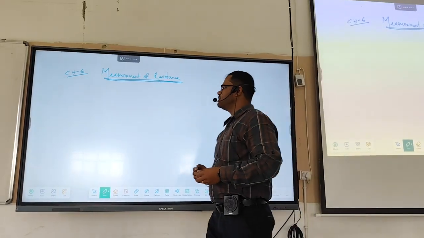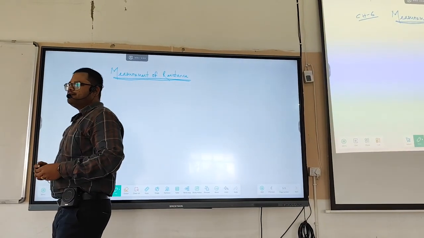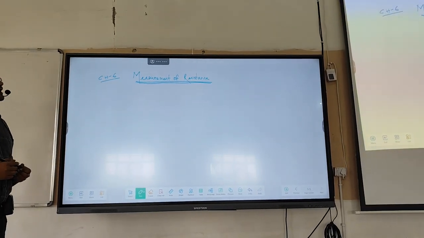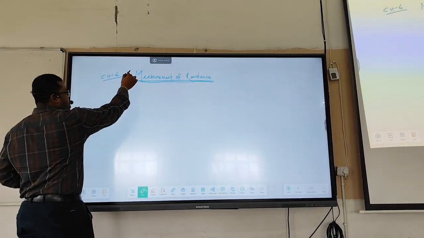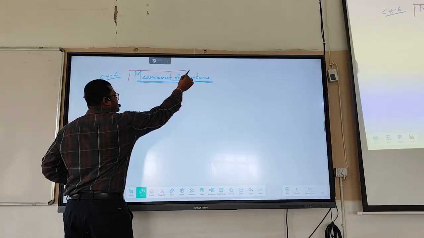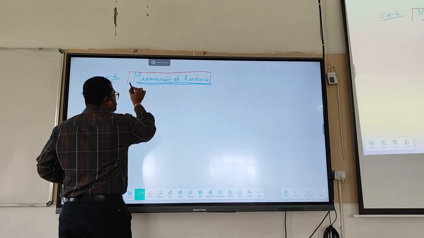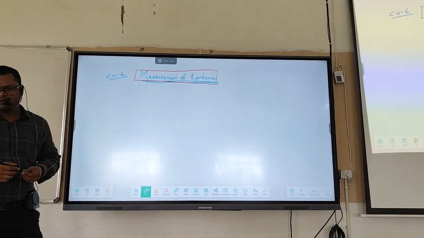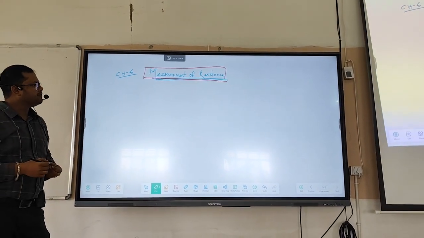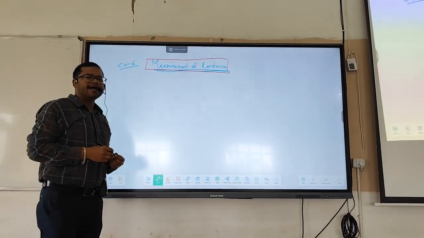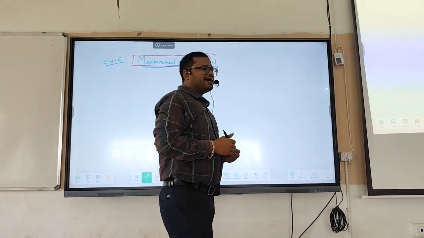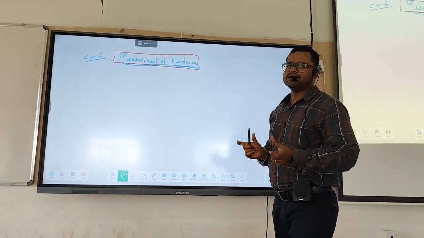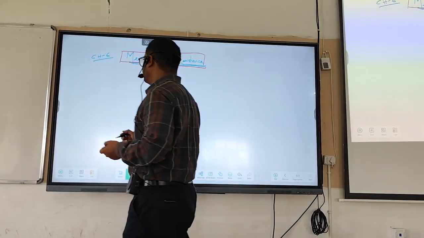Chapter number 6, measurement of resistance. When we are talking about resistance, how could we measure this resistance? For measuring it, we should know what value is to be measured, right? So we have to divide this resistance into some ranges so that we can properly measure those resistances.